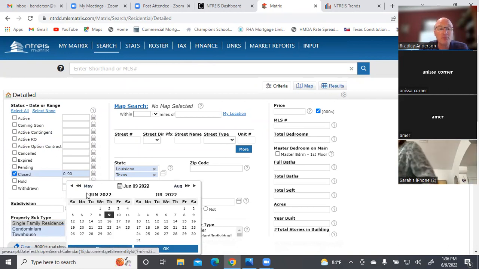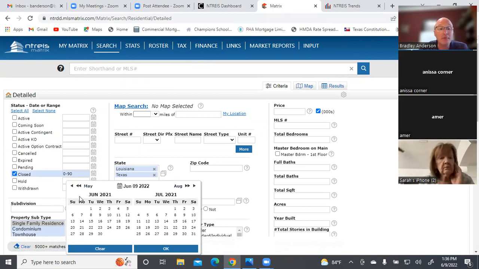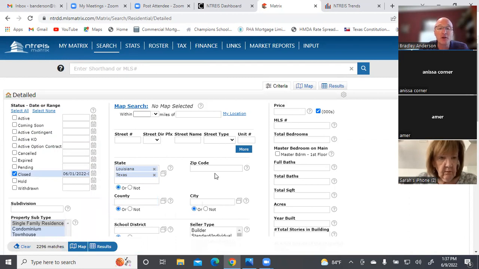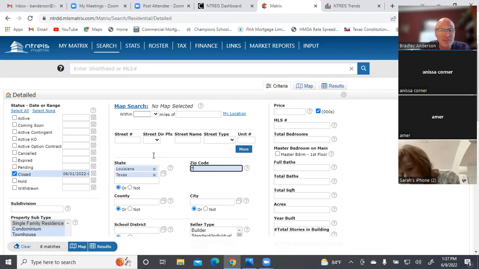So you can bring this up and you can go back a year. Let's do June to June. It's going to give me a lot because I didn't filter this. But let's say I just wanted to do a particular zip code. You could do that, and it would decrease that number. That's the long way about it.